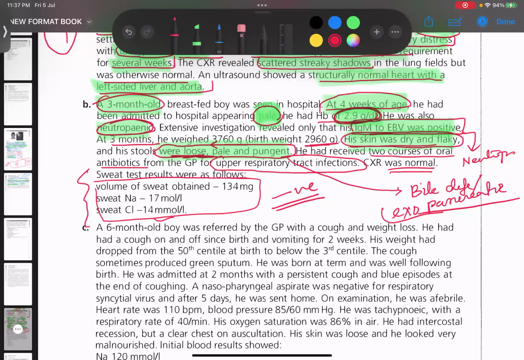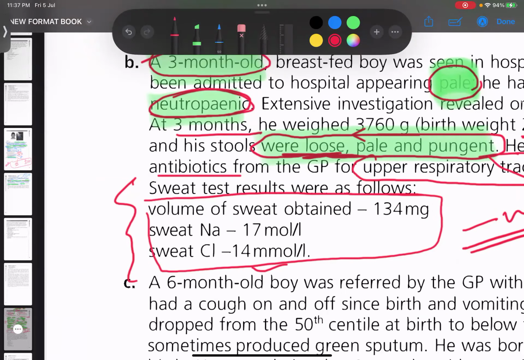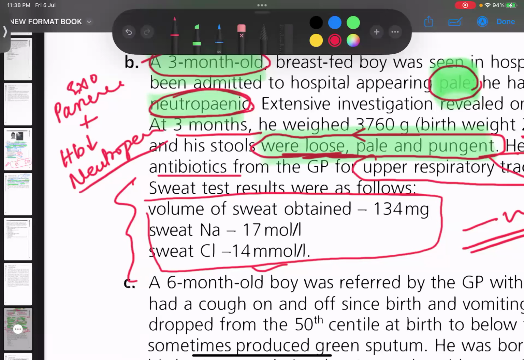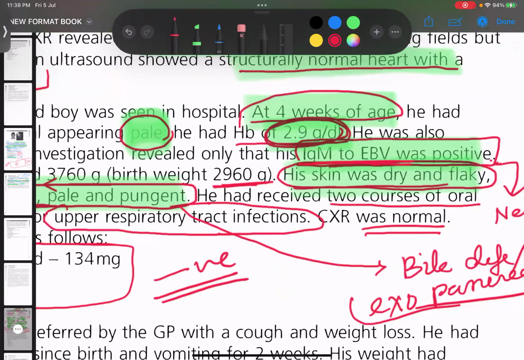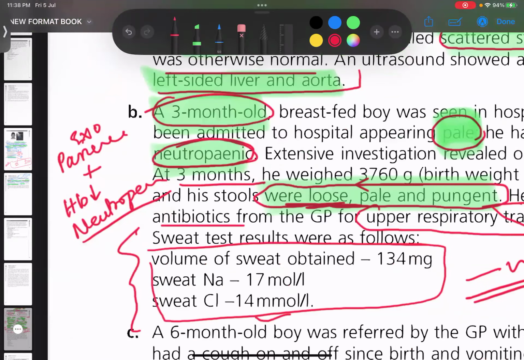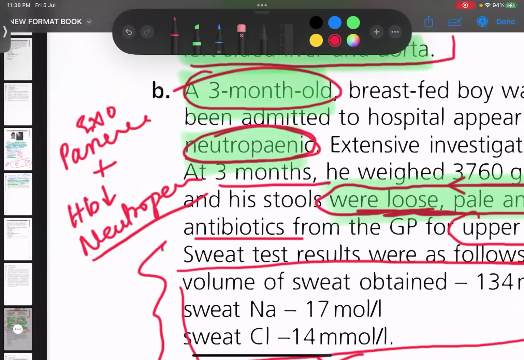So see here, he had received 2 courses of oral antibiotic because there was history of upper respiratory tract infection. Now it's normal. So what can be obtained from this child is that he is coming to us with exocrine pancreatic insufficiency, along with anemia and neutropenia. So I would have considered Epstein-Barr virus infection, but apart from the neutropenia, I don't have anything else clinically to support that this is due to Epstein-Barr virus, because they have given that the child is immunoglobulin M positive.